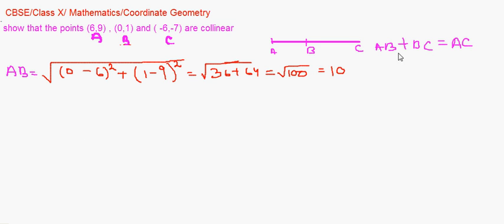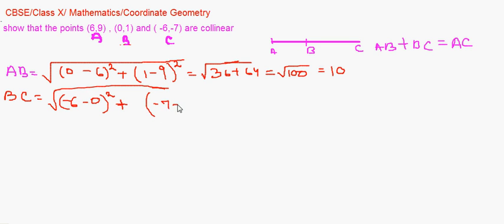We now find out BC. BC has the coordinates 0, 1 and minus 6, minus 7. So minus 6 minus 0 whole square plus minus 7 minus 1 whole square. Minus 6 whole square is 36 plus minus 8 whole square is 64. That is again 100, which is giving you 10.